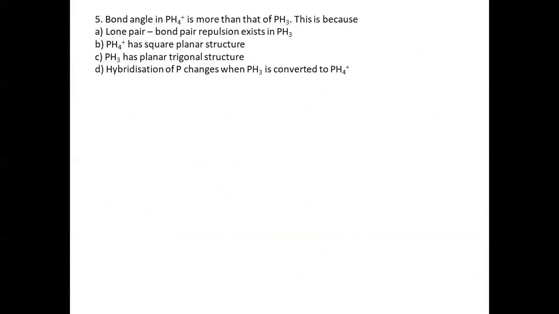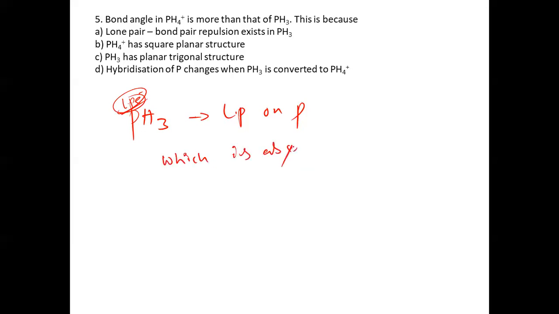Then question number 5. Bond angle in PH4+ is more than that of PH3. This is because, let me consider here. We know that if you consider PH3, it has a lone pair on phosphorus, the central atom, but that is absent in PH4+. So in the PH4+ molecule, it lacks lone pair electrons on the central atom, that is phosphorus. But if you consider the PH3 molecule, the central atom phosphorus consists of a lone pair of electrons.